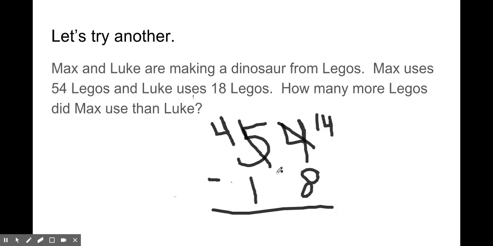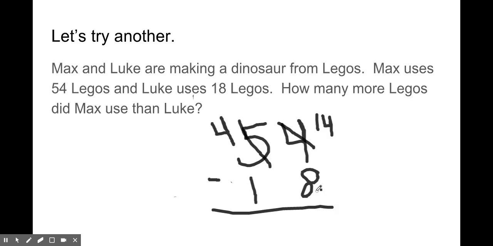This 4 in the tens place stands for 40, and 14 ones. And 40 plus 14 ones is still 54. So I didn't take anything away. I just shifted 10 from the tens place over to the ones. So now I have a problem that I can subtract.